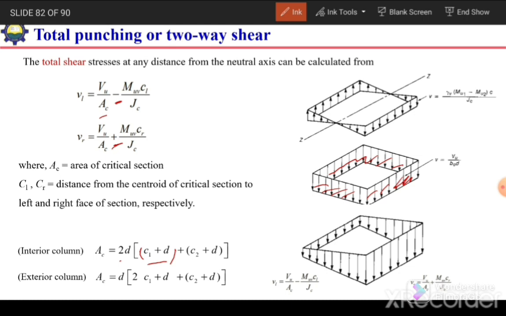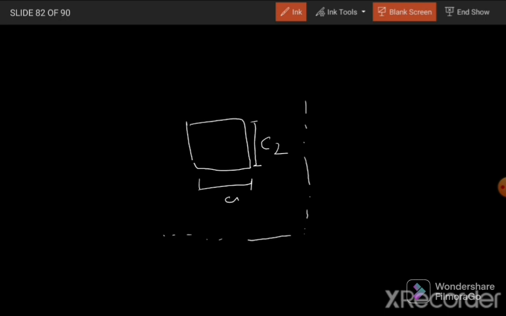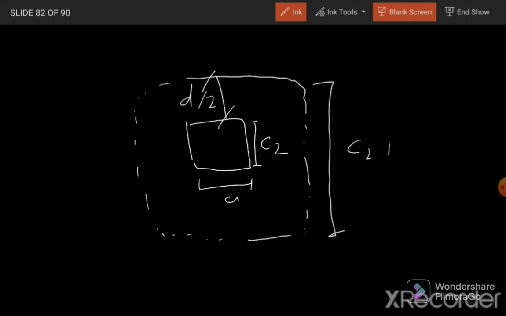C1 plus D is actually what we see over here. This one is the column, this is C1, this is C2. The critical section will lie over here at a distance D by 2. So this dimension will be equal to C2 plus D by 2 from this side and D by 2 from the other side, so it will be equal to B2.